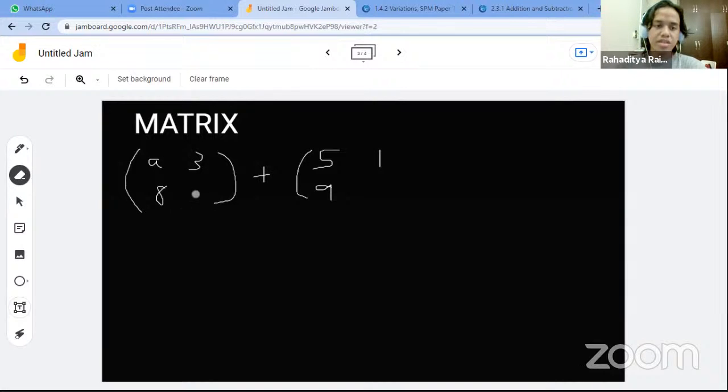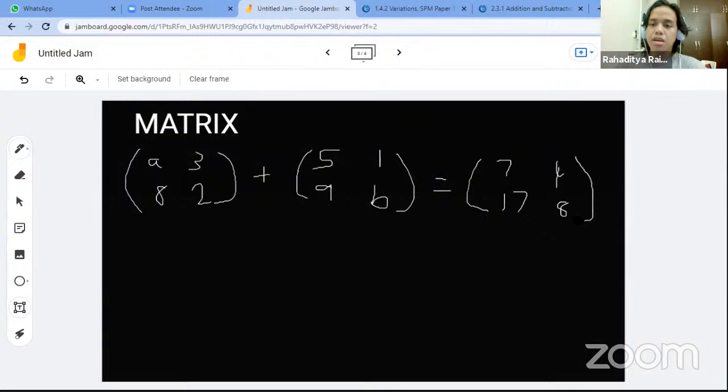Actually, let me arrange this. A, B, 2, equals 7, 4, 17, and 8. Okay, the question is find A plus B.